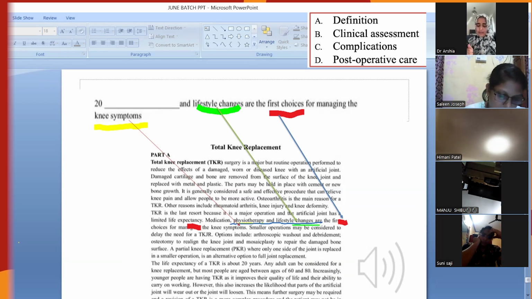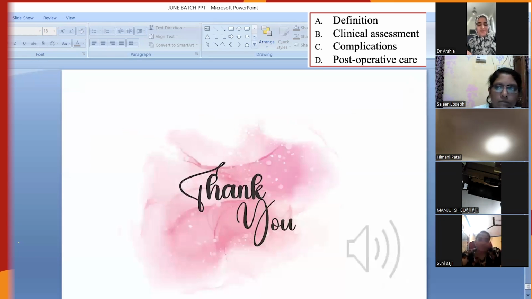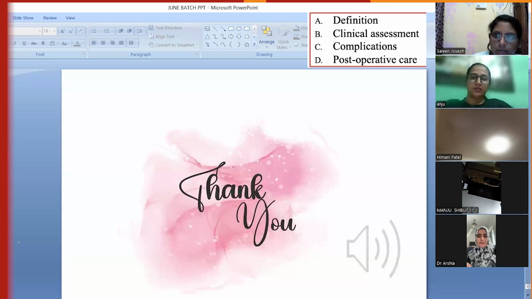While scanning the text, I directly go to the underlined list of words: medication, physiotherapy, and lifestyle. So medication and physiotherapy is the answer in this. We will just copy paste, with no repetition of the words and no additional word. That's it. Thank you.